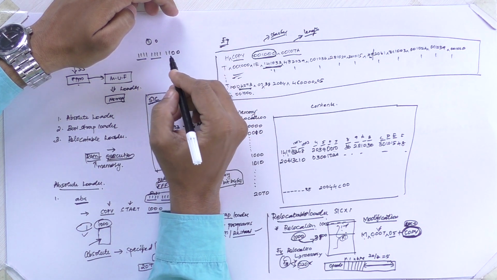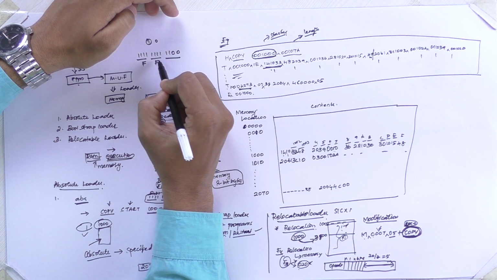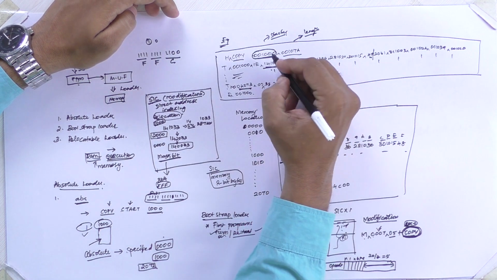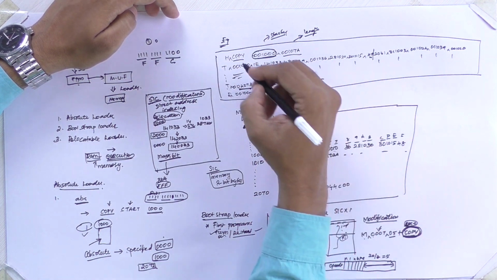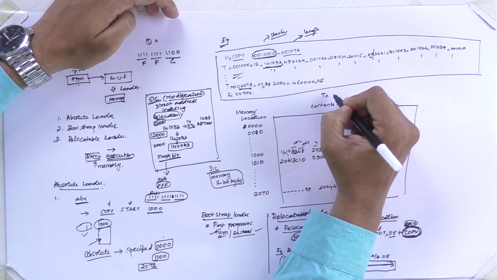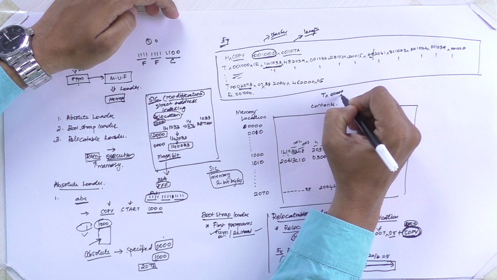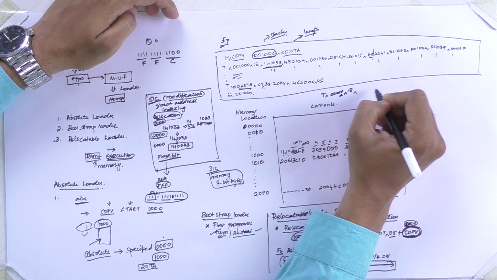Next will be 0, 0. So it will be F, and this one will be F, and the remaining will be C. So along with this, I'll write the text record like this: T, starting address 0, 0, 1, 0, 0, 0. Then I will specify 1E, that is the length of the text record.